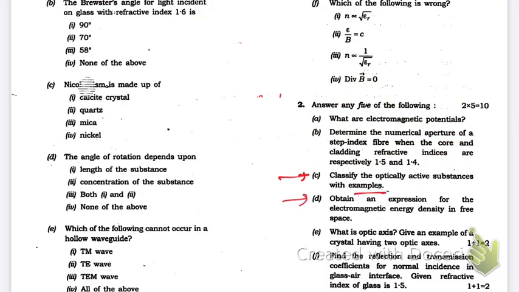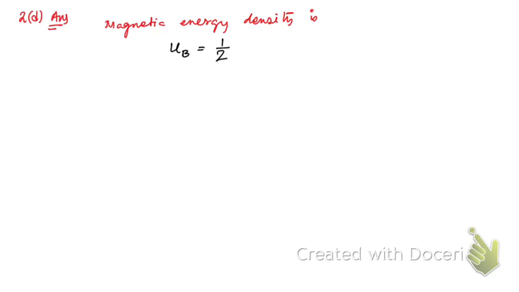Now the next question is 2D. Obtain an expression for the electromagnetic energy density in free space. So let me give you the answer. Sorry, not 2C, 2D, that's supposed to be the 2D answer. We know that the magnetic energy density U_B, let me write B to represent magnetic, is 1 by 2 into 1 by mu naught B square, right?